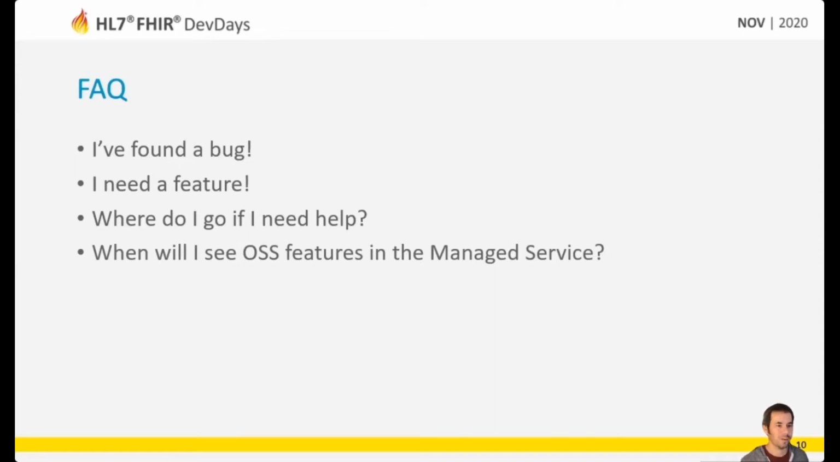So when will I see an OSS feature in the managed service? I guess this all depends. If it's a smaller feature or something that's incremental, then it will ship on our regular cadence, which happens about every 2 weeks. If it's something bigger, it may be behind a feature flag for probably a little bit longer before it can make it into the managed service. But in general, you can play around with all the new features, like I showed, in the open source project first.